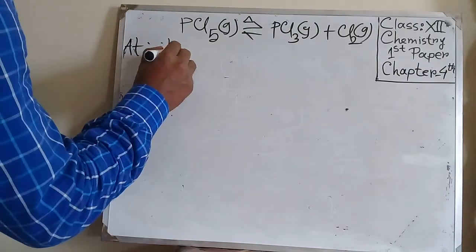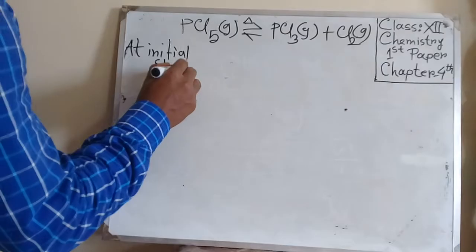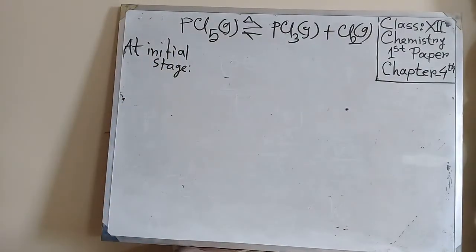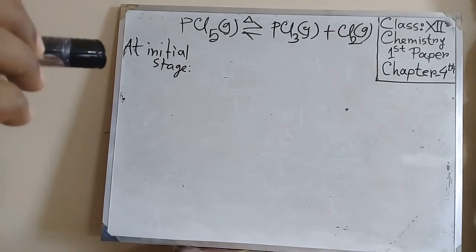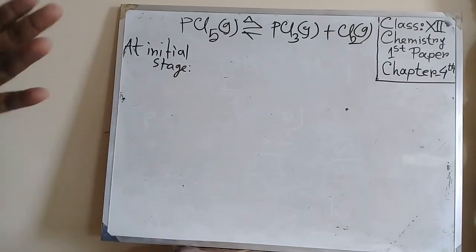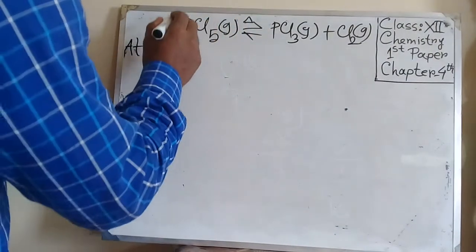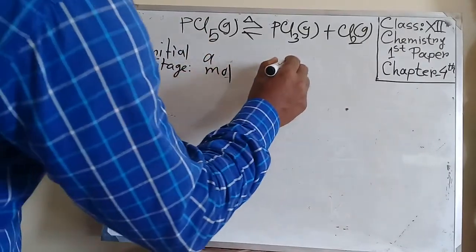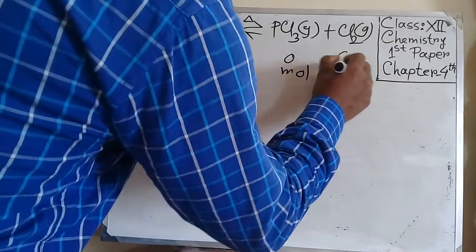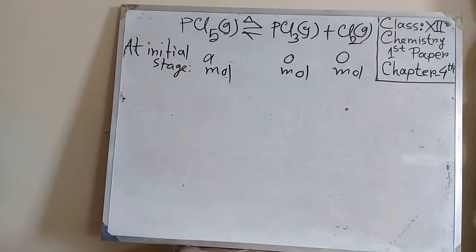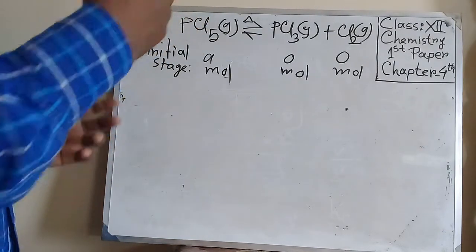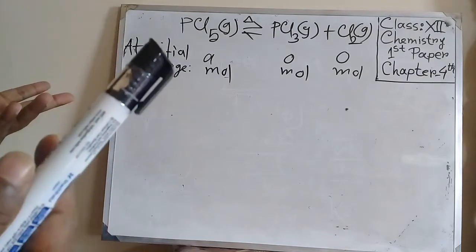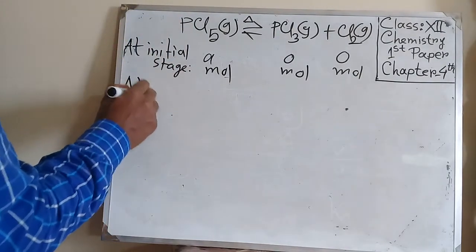Similarly, at the initial stage, I described what the initial stage is: at the initial stage there is no product. Actually the reaction didn't start. So let the moles of phosphorus pentachloride be a mole, and this is 0 and 0. Phosphorus trichloride and chlorine both have 0 mole because the reaction didn't start.